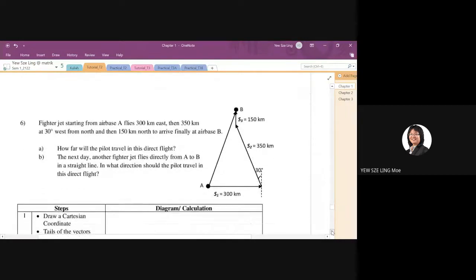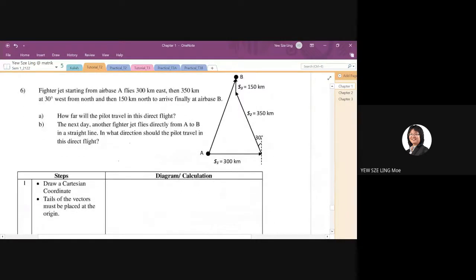So let's look at question 6. Now you have 3 vectors. So what are you going to do? You just place them in the same xy plane.